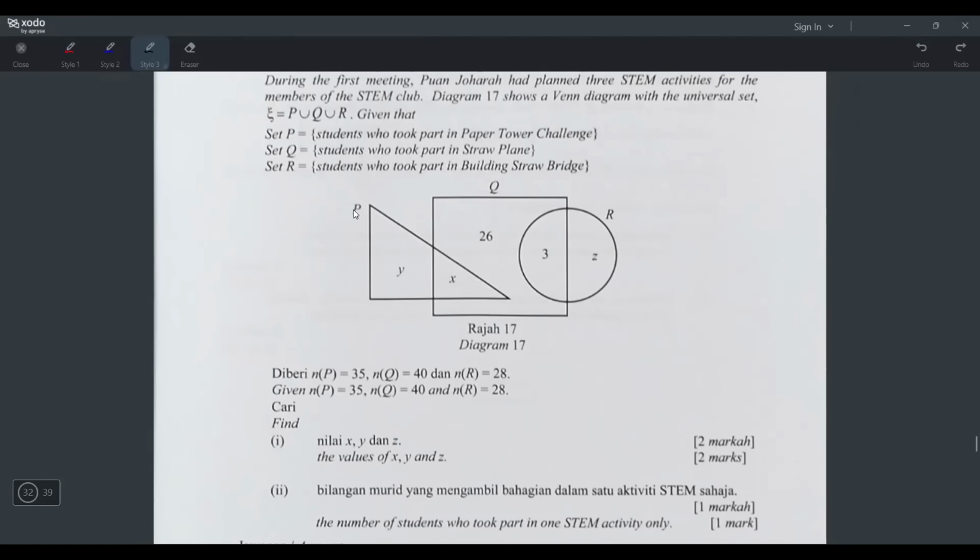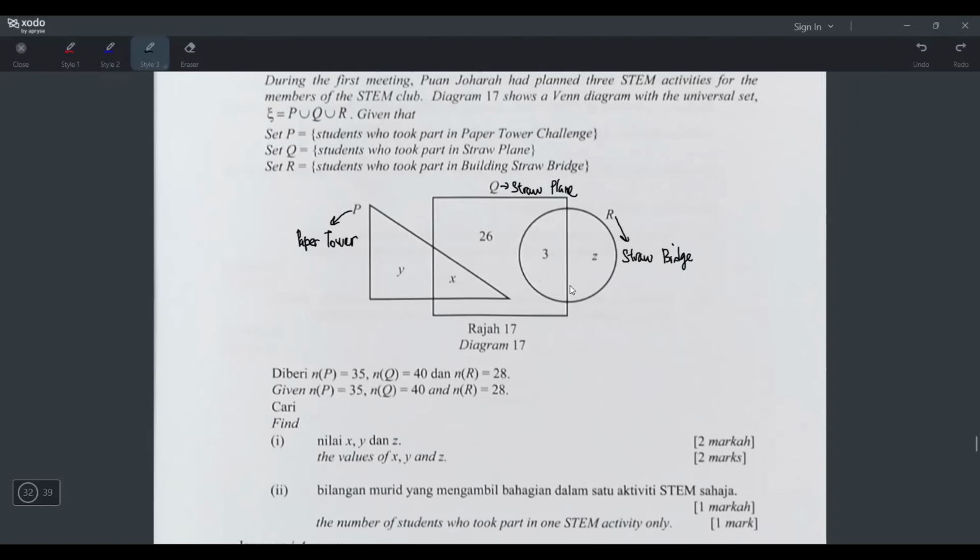So I will straight away go to P and write it here. Paper tower. Okay, and then set Q is students who took part in straw plane. So I'll go to Q here and write what? Straw plane. And then set R is students who took part in building a straw bridge. So I'll go to R here and write what? Straw bridge.